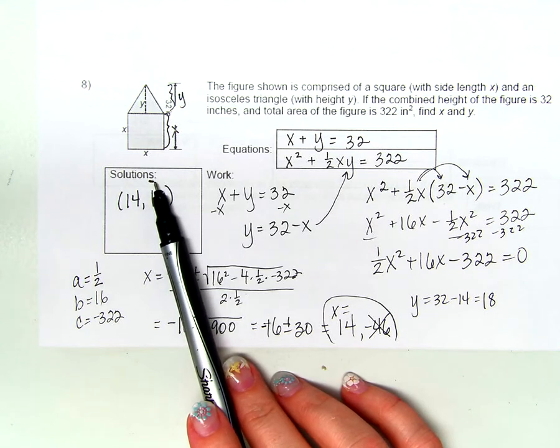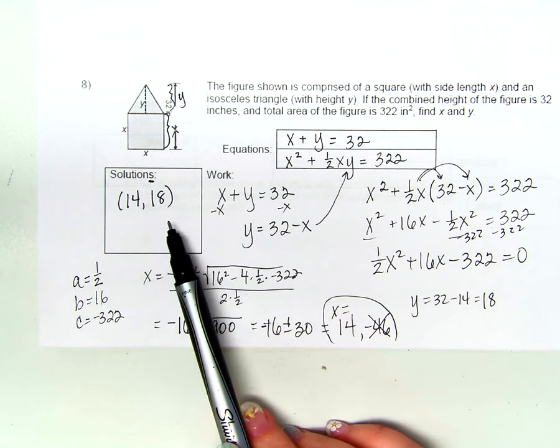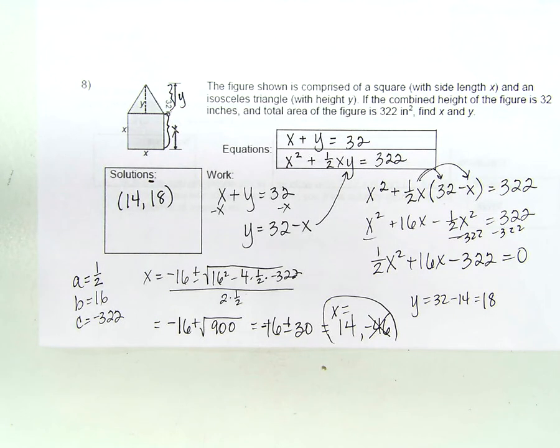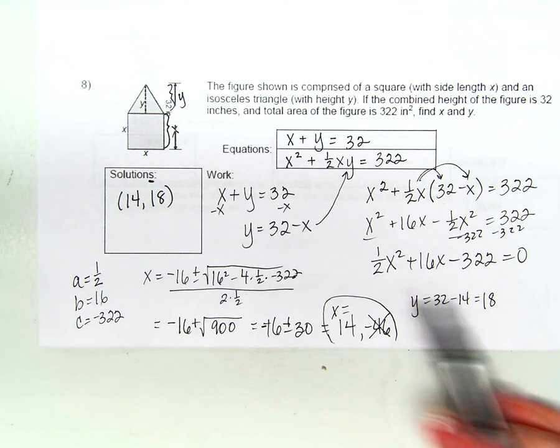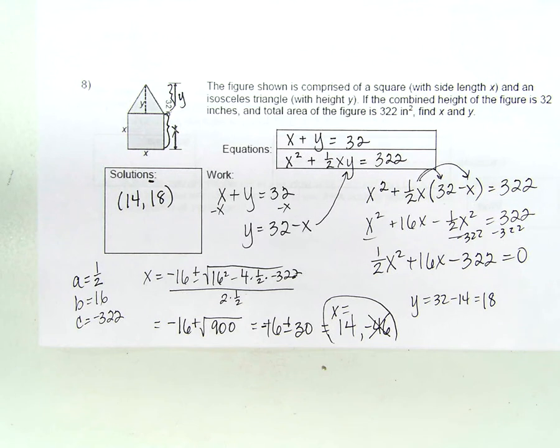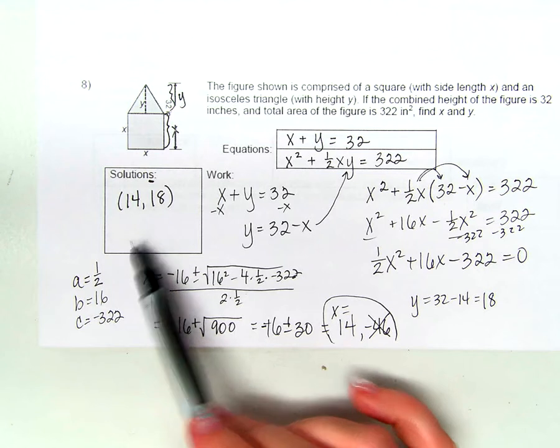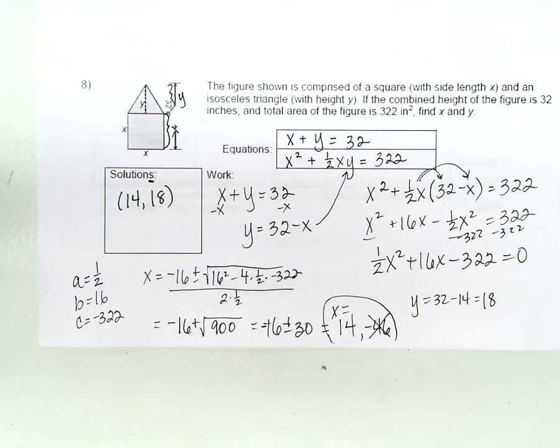I know this says solutions, plural. We only got one answer. That has to be okay with you. Fair enough? You okay with this so far? So tell me about this shape. Tell me in the context of the problem what this answer means. So the length of the side of the square is 14 inches, right? And the height of the triangle is 18.